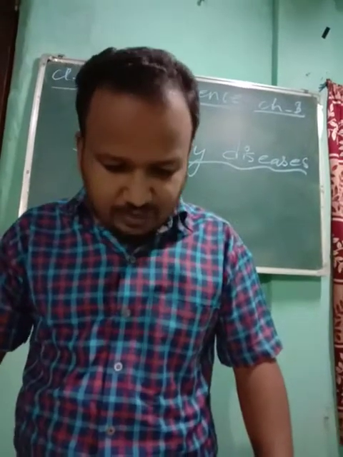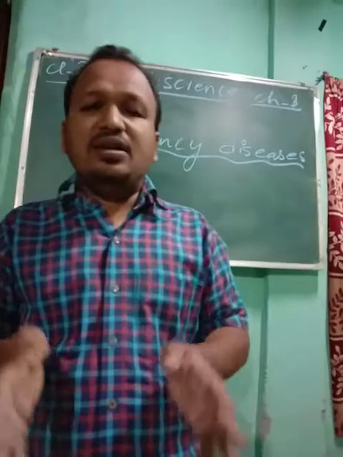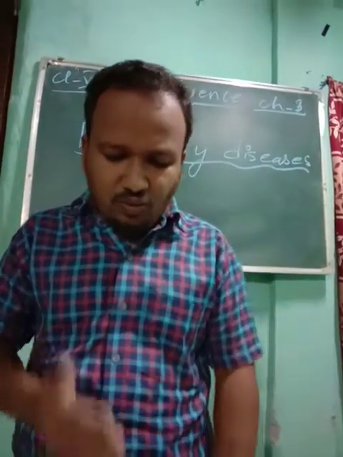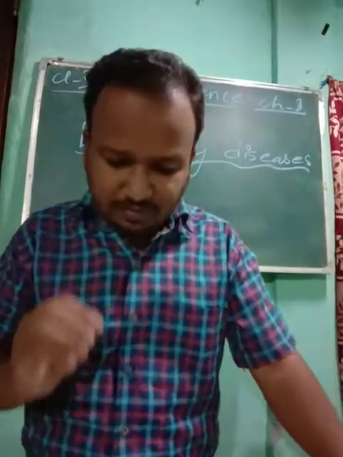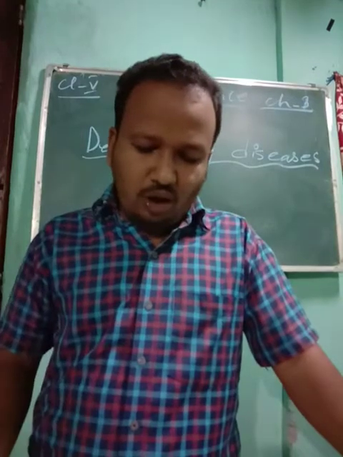Next, you see the last one, rickets. You see in rickets, a child's legs become crooked and very lean. Now you see why it is. What are the symptoms? Softening of bones, bow legs, and knock knees.